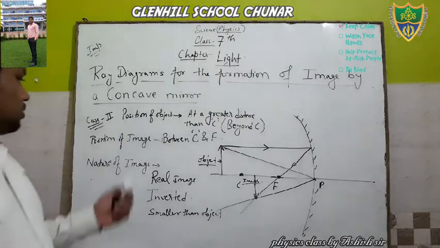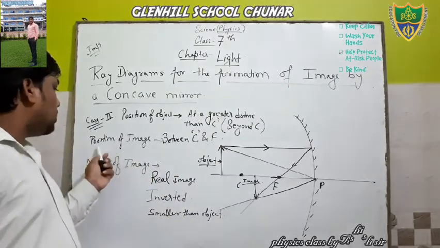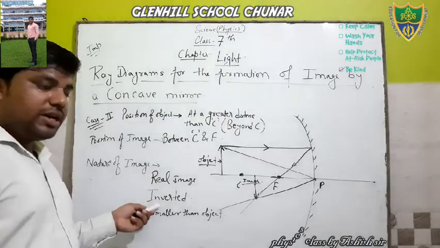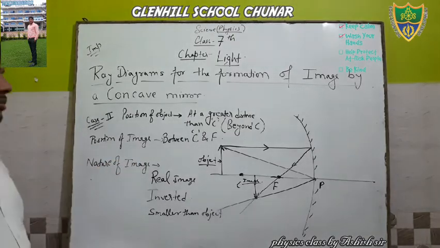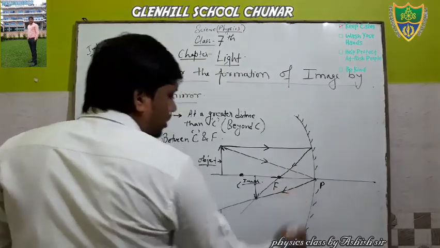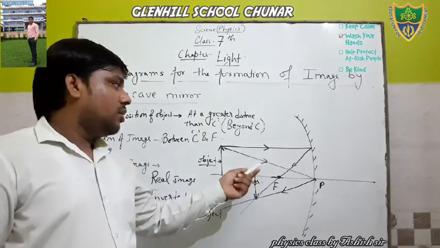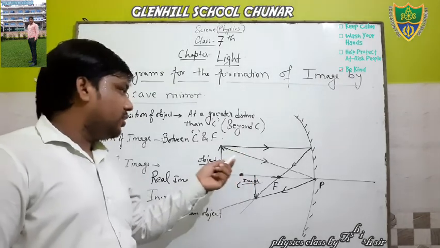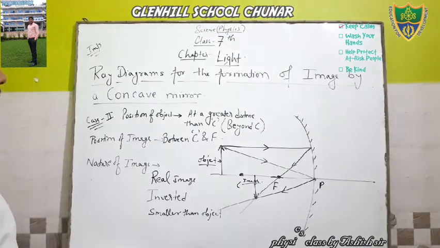Clear all of you? So right here, position of object is beyond C. Position of image is between C and F. And nature of image is real image, inverted image, and smaller than object. Clear all of you? Note down this. And when you draw a ray diagram, always mark this arrow, because if you do not mark this arrow, then your diagram is wrong, because this arrow indicates the direction of light. Okay, note down this.